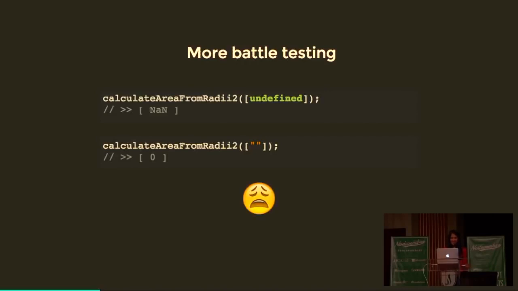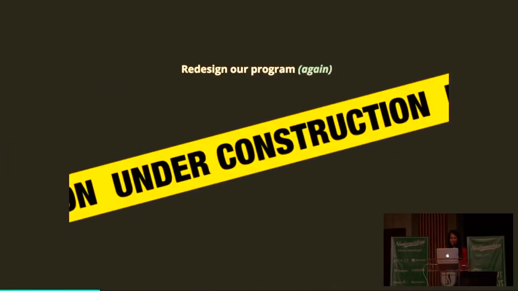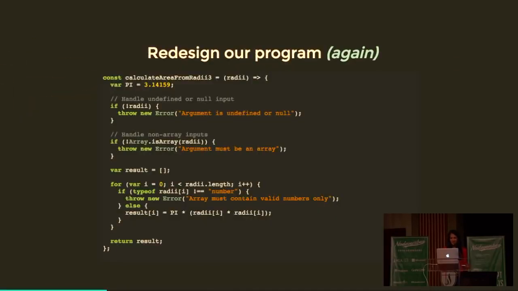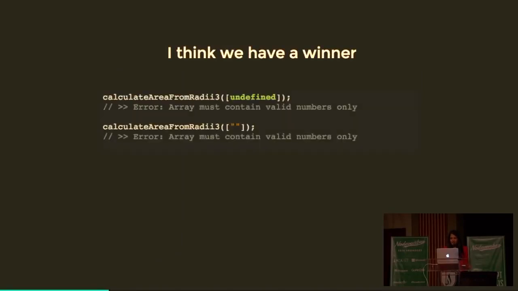So then you cry, and you go back and redesign your program again, and you test for this edge case where you actually check that each of the radii being passed in is a number. If it's not, throw an error. Otherwise, actually calculate the result. Now I think we have a winner where it correctly handles all those edge cases.